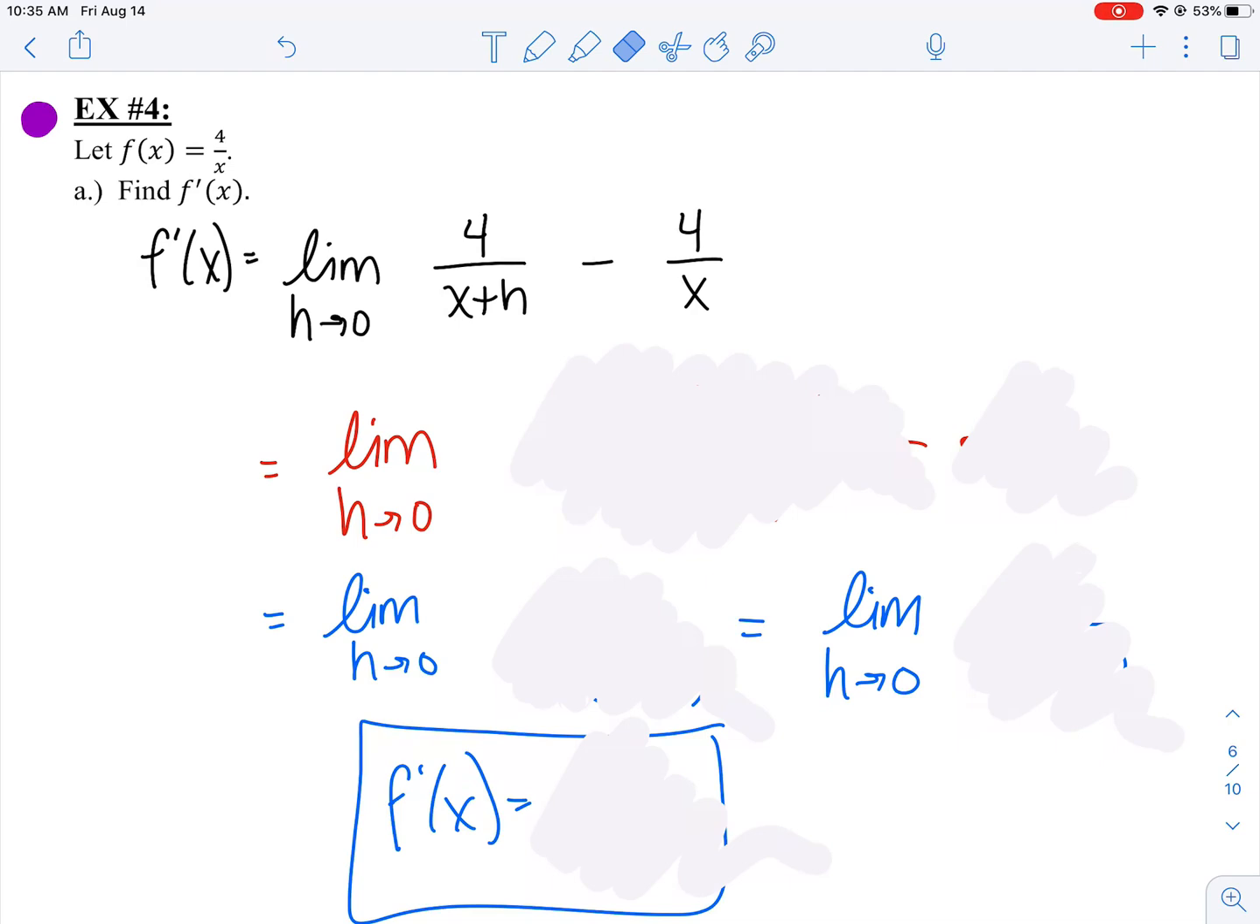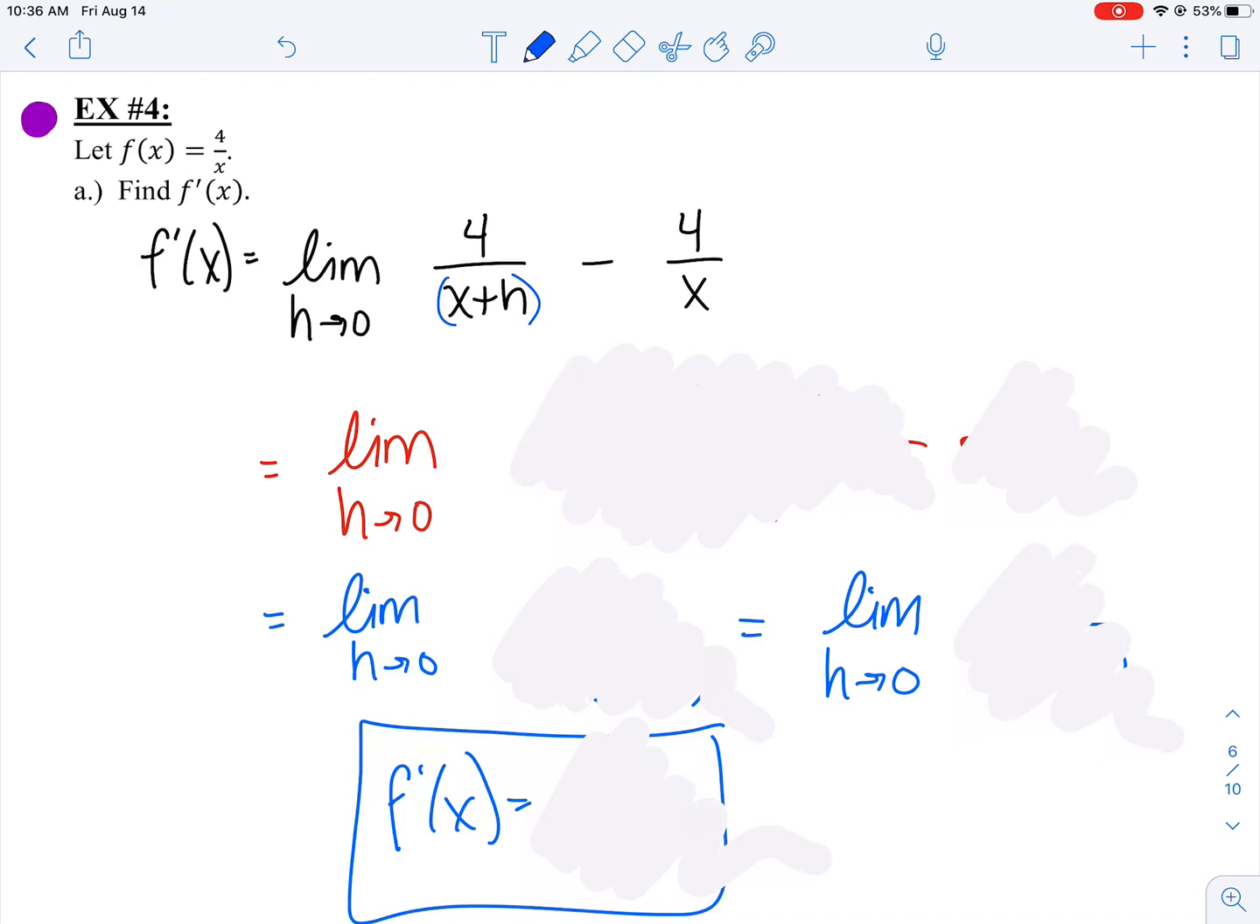If you look now, I have a 4 over x plus h minus 4 over x. I have two fractions that I'm trying to subtract. And hopefully we remember that anytime we're adding or subtracting fractions, we need to make sure that we have a common denominator. And right now these fractions don't have a common denominator. The first fraction has a factor of x plus h. The second fraction just has an x. Everybody needs the same stuff, a common denominator, before we can add these together.